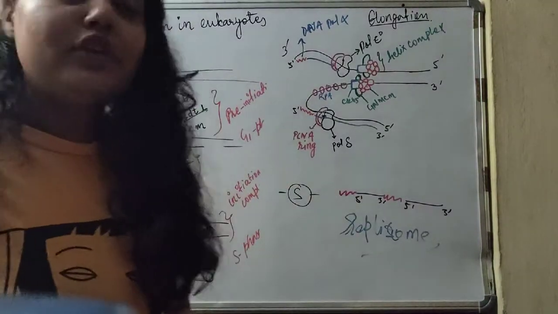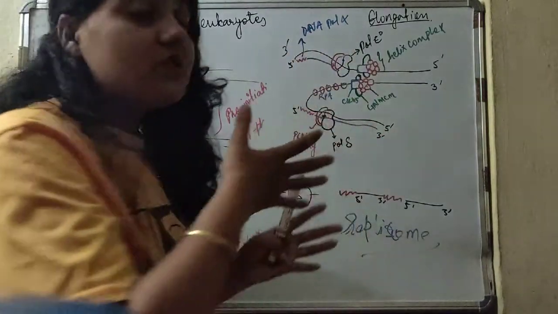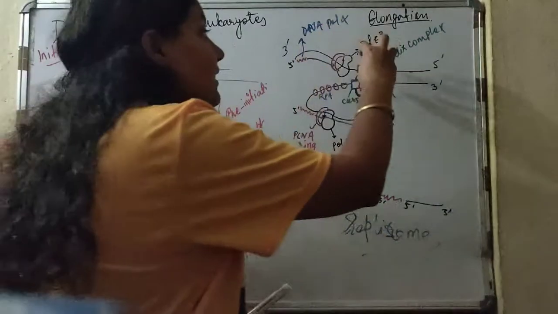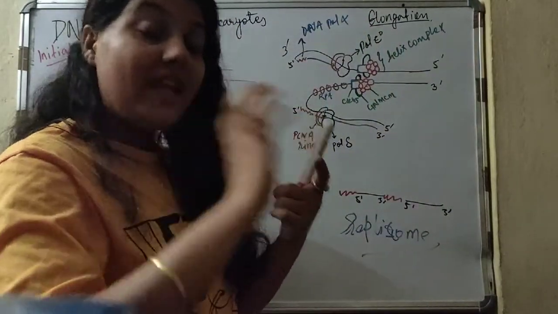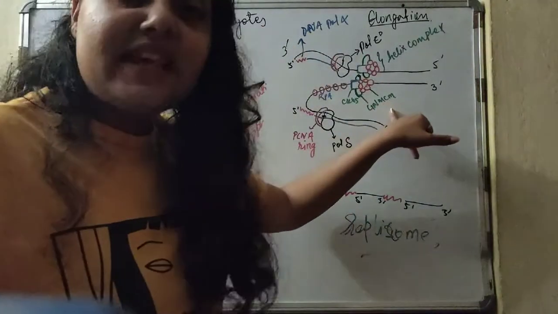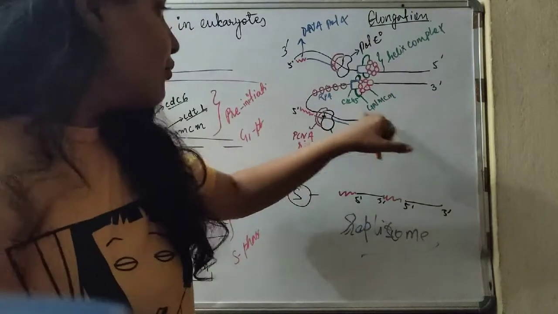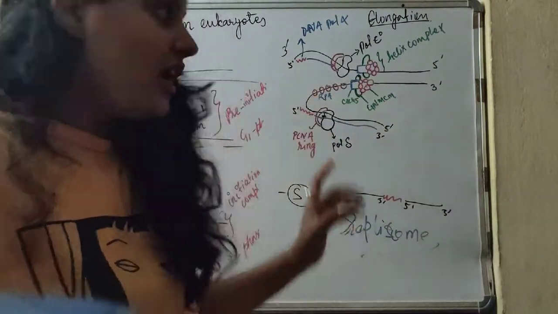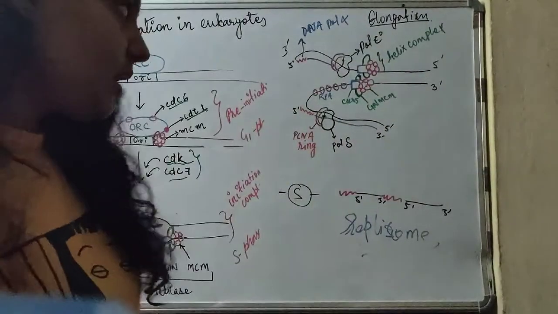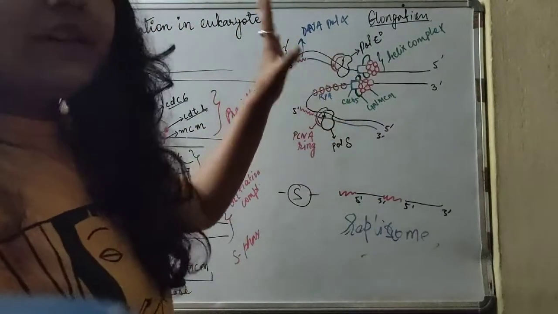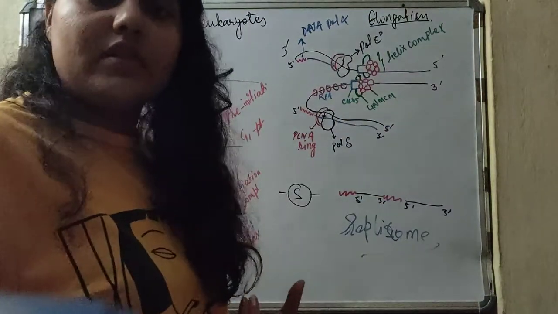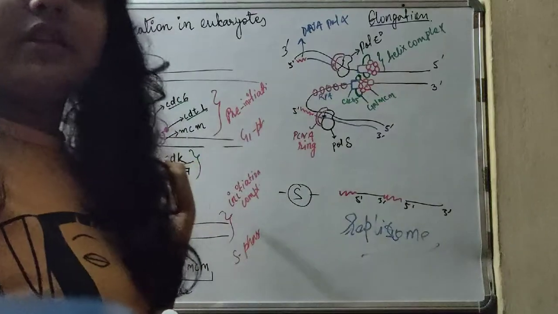Now, coming to the part of elongation, the first enzyme we require is helicase. The helicase complex is made by three proteins, namely MCM protein, GINS protein, and CDC45. They work with one another and act as a helicase complex. Now, this is the first difference between prokaryotes and eukaryotes: the helicase complex itself is different in prokaryotes and in eukaryotes.